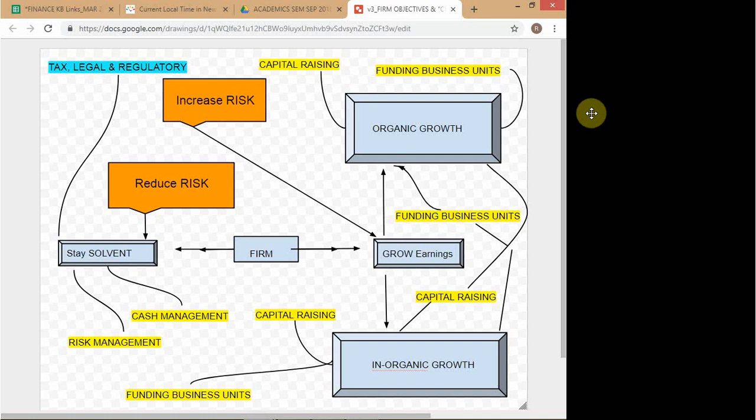Right. Now on the question of solvency, you can see that there are a couple of things that the CFO has to do.